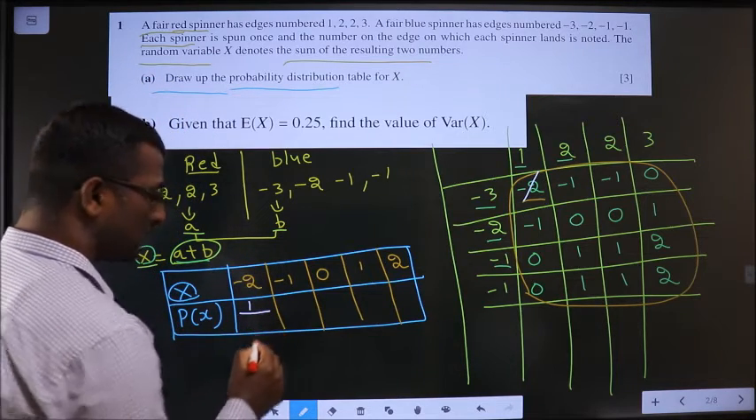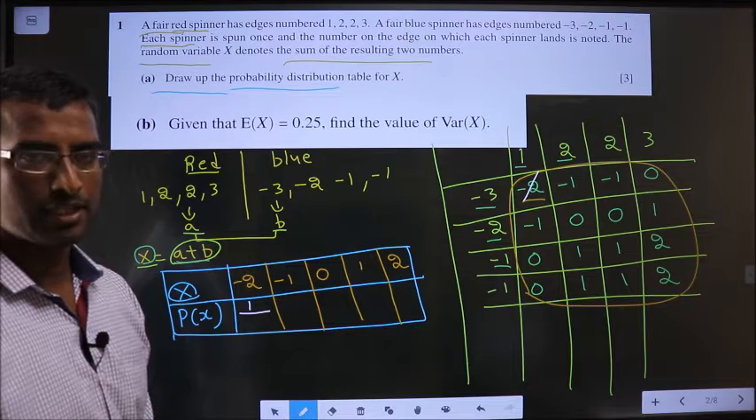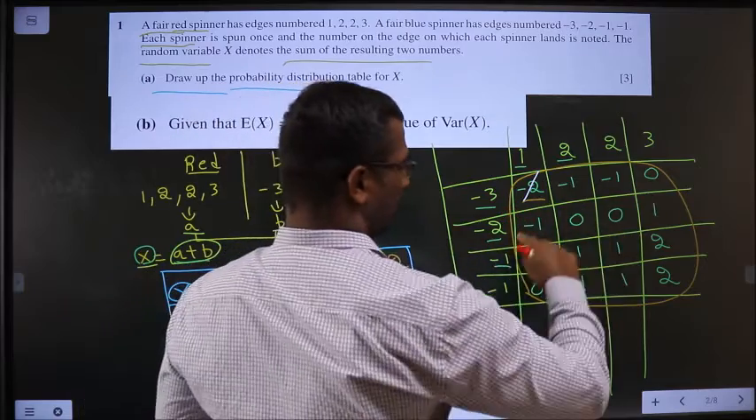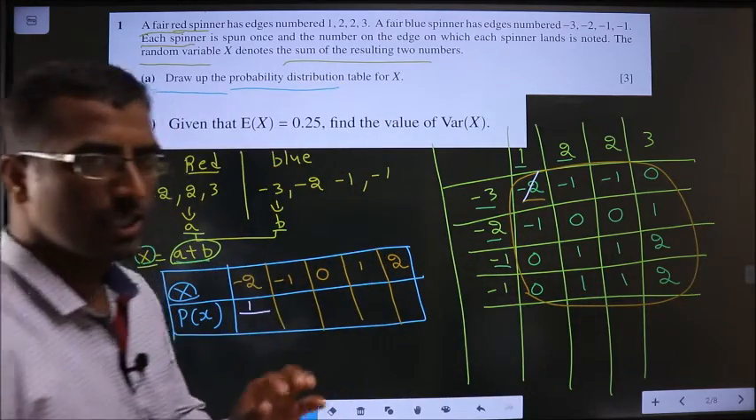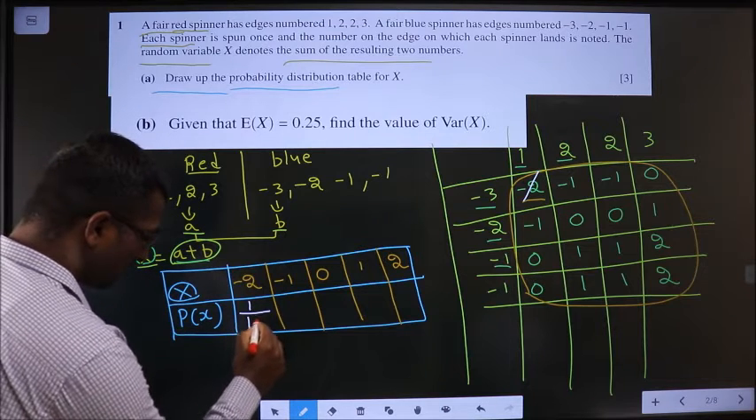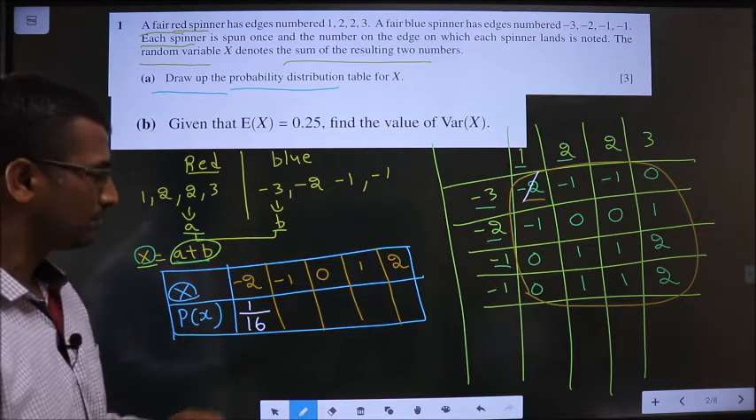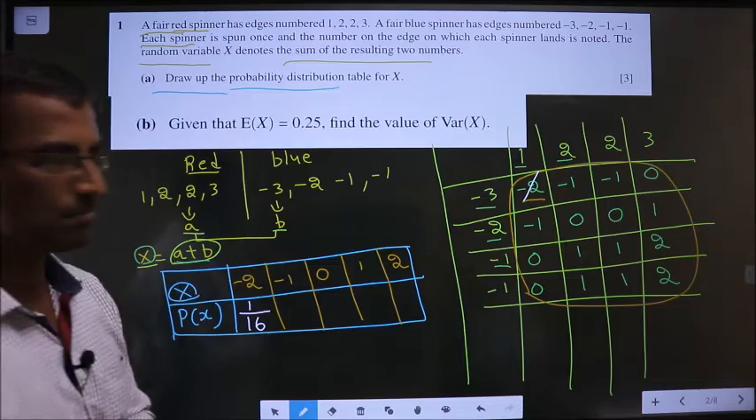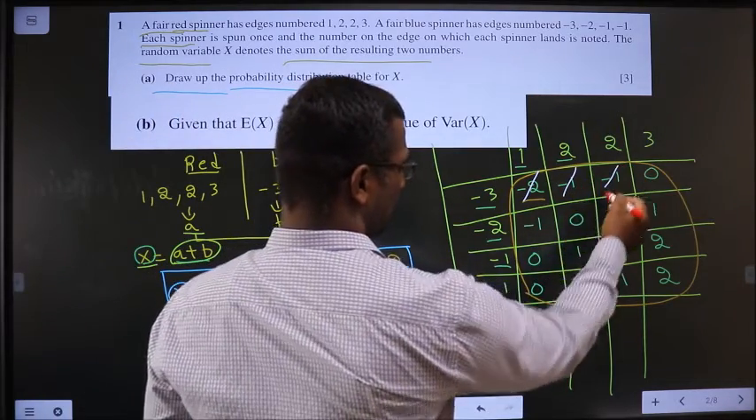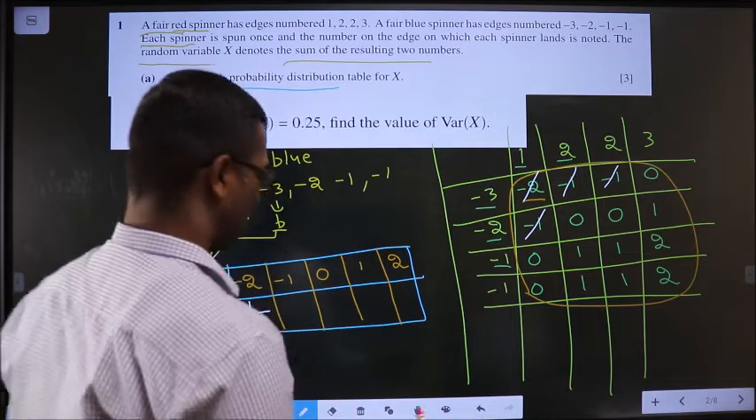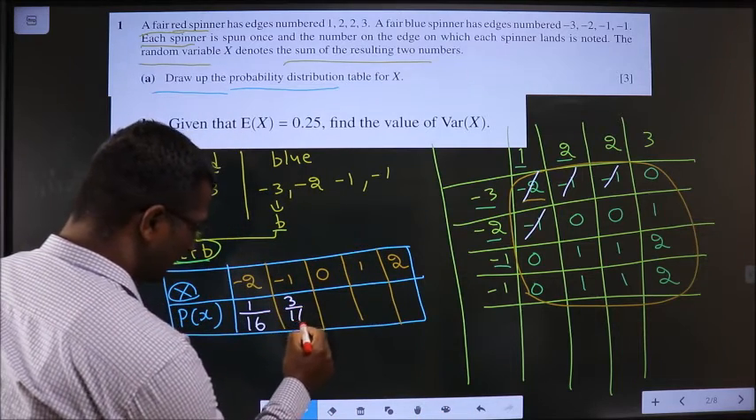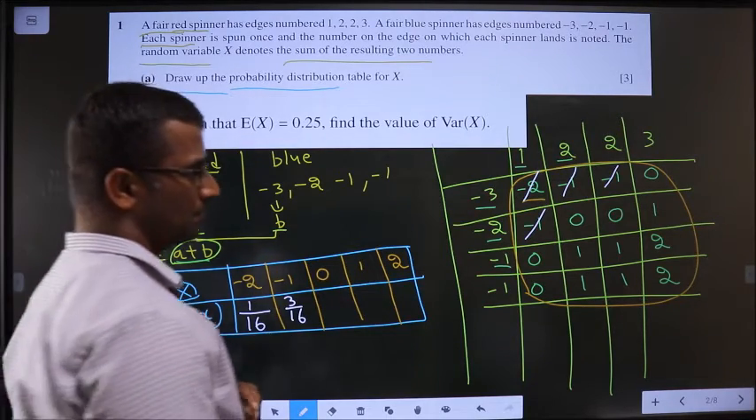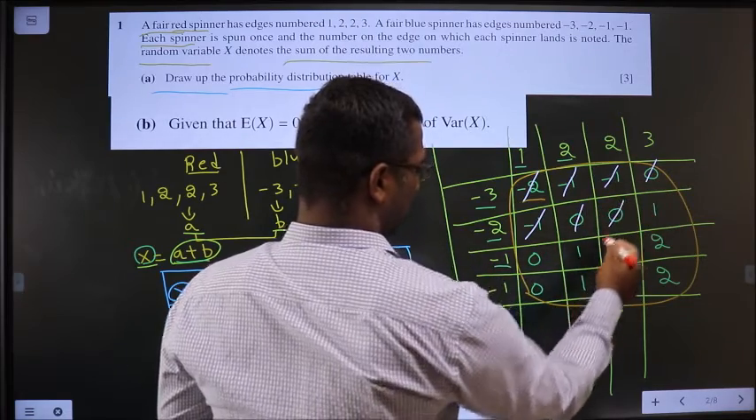So 1. Since probability means in the denominator you should write the total. So here how many total outcomes are present? 4, 8, 12, 16. So total are 16 outcomes. So 1 by 16. Now if I want to find the probability for -1, I should see how many times has -1 come. So once, twice, 3, only 3 times. So 3 by 16. Now if I want the probability for 0, I should check how many times has 0 come. So 1, 2, 3, 4, 5.